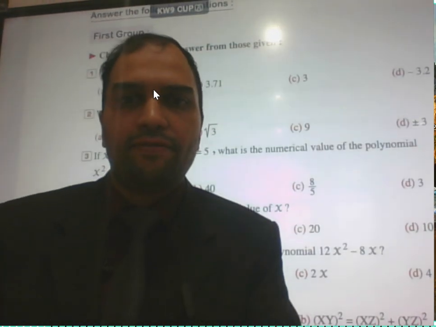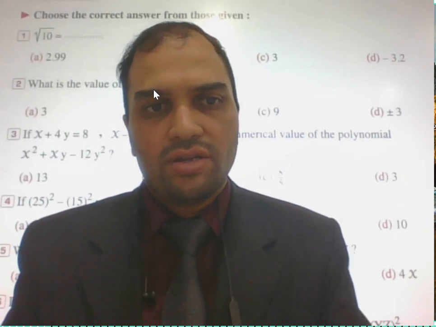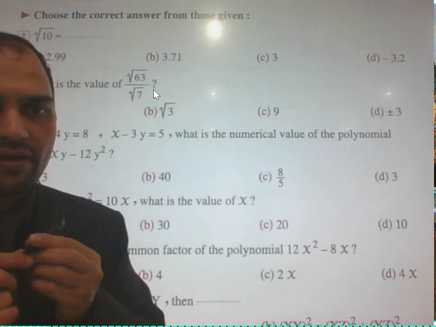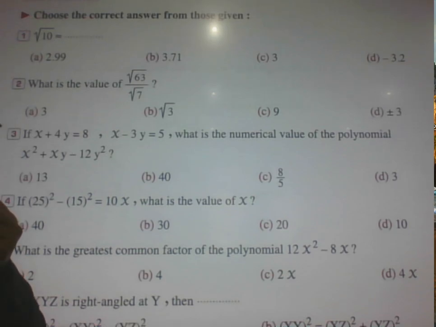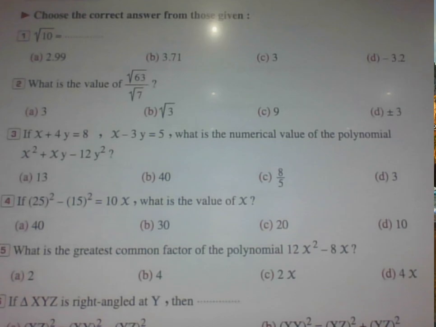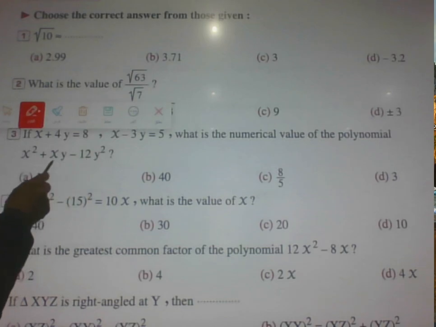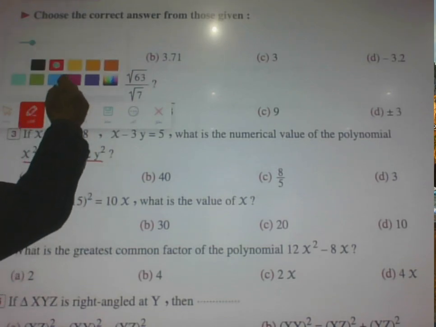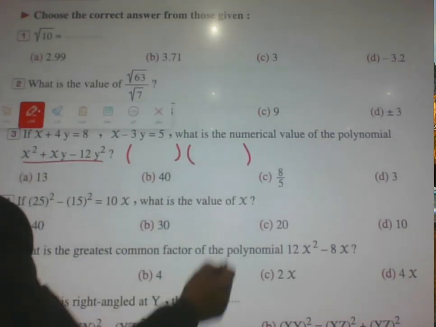Number 3. Look with me at question number 3 here. If x plus 4y equals 8, and x minus 3y equals 5, what is the numerical value of the polynomial expression x power 2 plus xy minus 12y power 2?